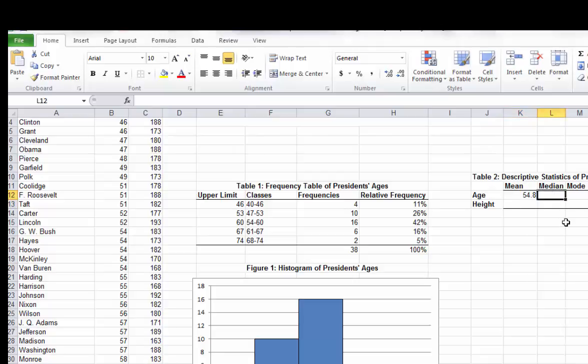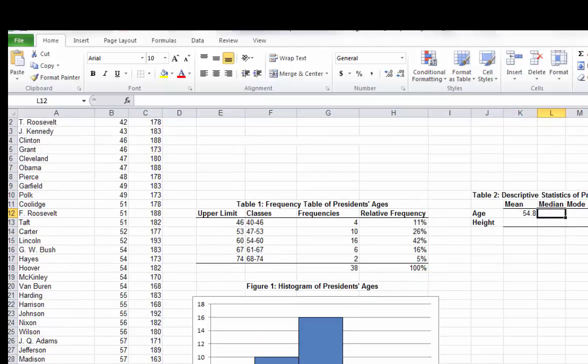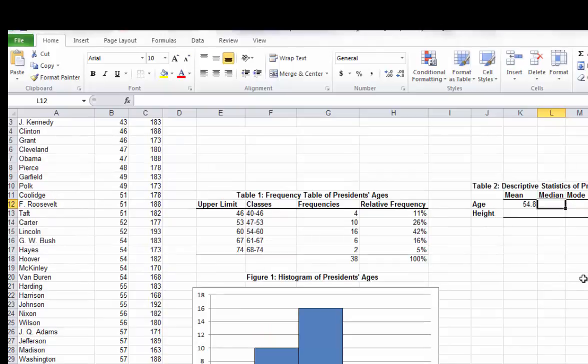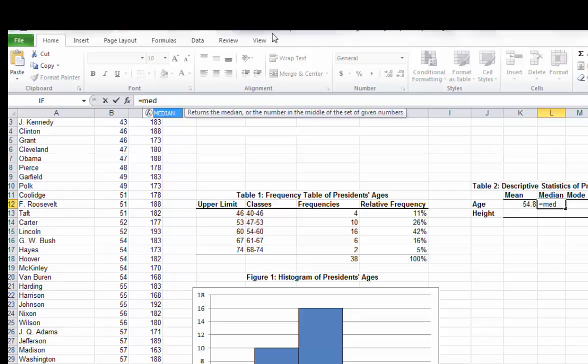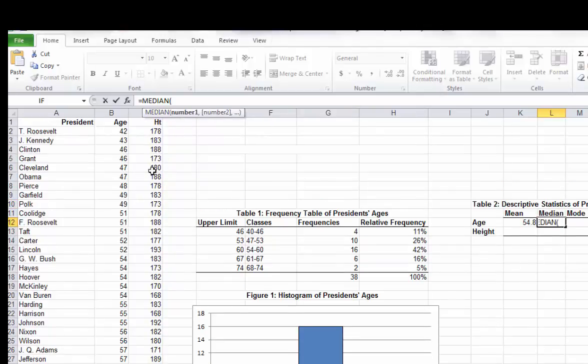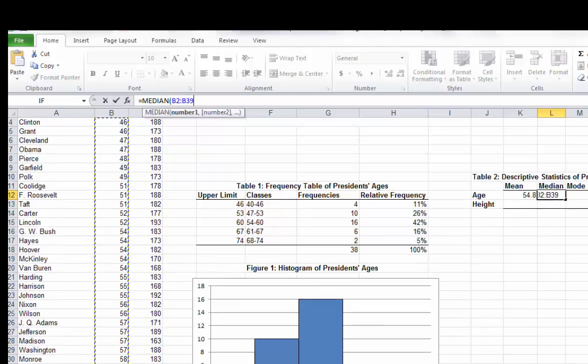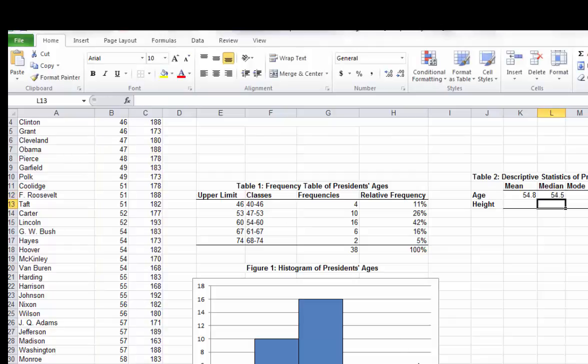The median, of course, that's also a measurement of central tendency. It shows you the middle of the data set. I bet you it's going to be close to 54.8. What do you think? There's a function for that. Type in equal median. So it's called median. We're going to be doing the exact same thing. Put the parentheses around it. 54.5. So the median, as you know, is the exact center of the data set.